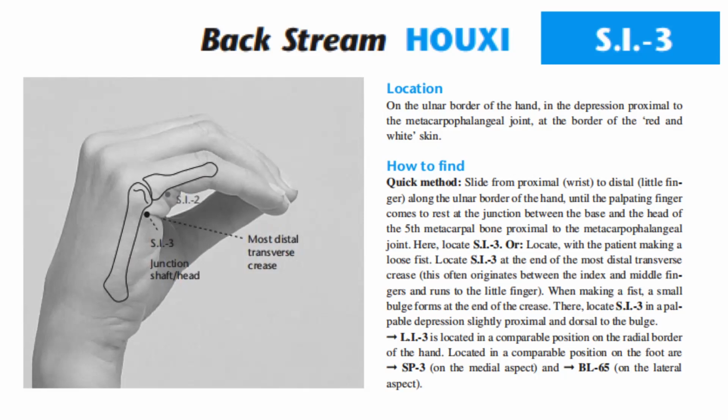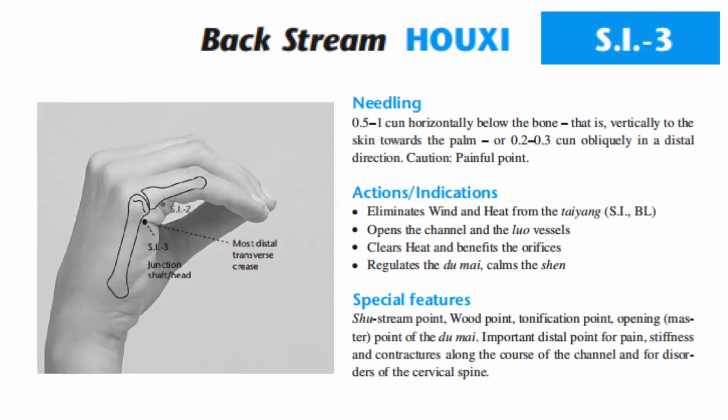LI3 is located in a comparable position on the radial border of the hand, and in a comparable position on the foot: spleen 3 on the medial aspect, and bladder 65 on the lateral aspect. Needling: 0.5 to 1 Cun horizontally below the bone, that is, vertically to the skin towards the palm, or 0.2 to 0.3 Cun obliquely in a distal direction. Caution, this is a painful point.